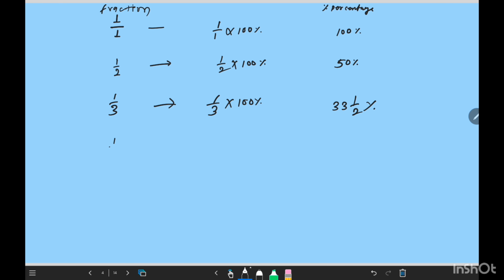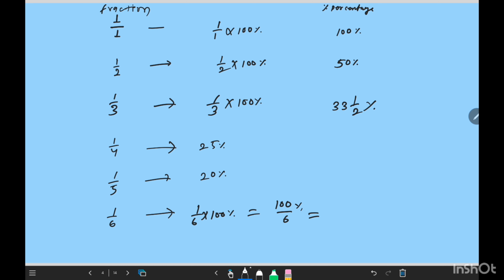So like this, 1 upon 4, that will become 25%. 1 upon 5, that will be how much? 20%. 1 upon 6, if you do this, how much will it be? 100 upon 6. But we don't leave it in this form, we have to simplify it further. So if you divide 100 by 6, how much will it be? 100 divided by 6.